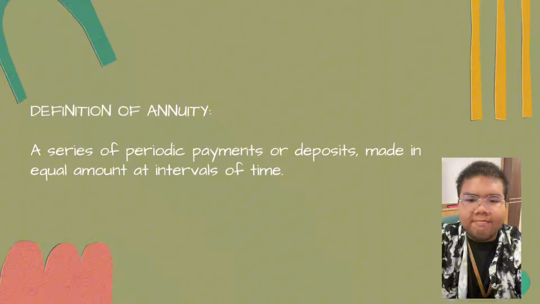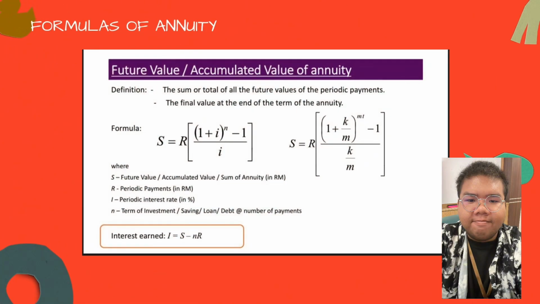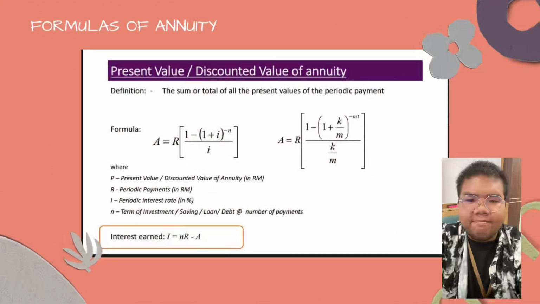Definition of annuity: a series of periodic payments or deposits made in equal amounts at intervals of time. These are the formulas of annuity. Okay, and let's use this formula for our next question.